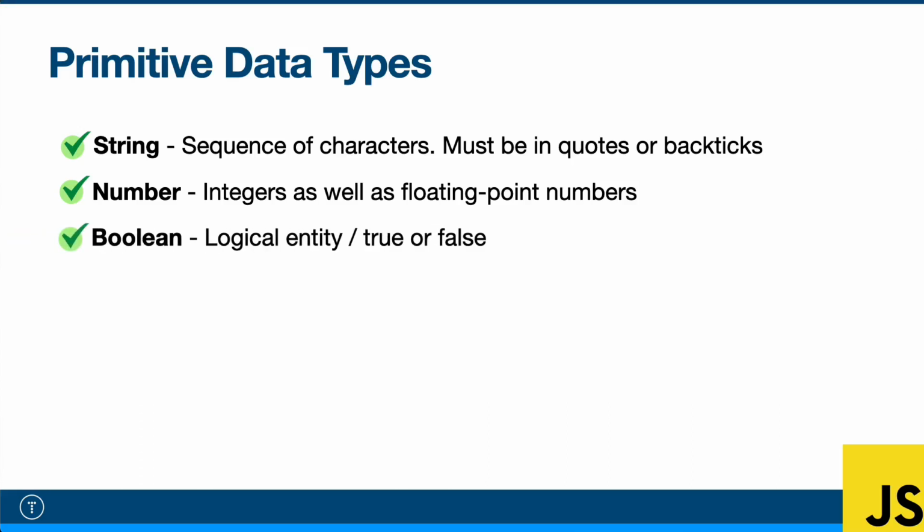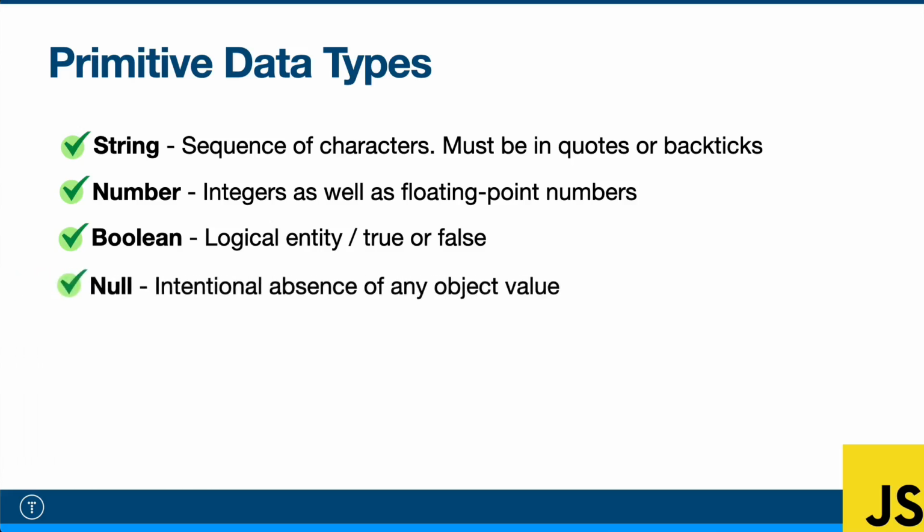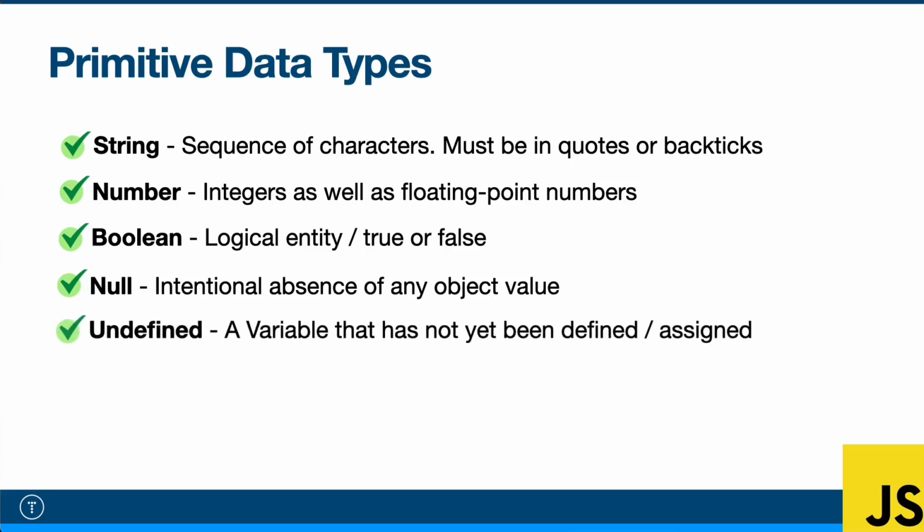Next, we have a Boolean, which represents a logical entity. It can be either true or false. Next, we have null, which is the intentional absence of any object value. And a lot of people get null confused with undefined, which I'll talk about next. But just know that null is intentional. It's supposed to be there, but it's supposed to be null. It's supposed to be empty. You can essentially think of it as empty. Now, the next one, undefined, is a variable that hasn't been defined or assigned. Okay, so null is purposeful, undefined usually isn't.